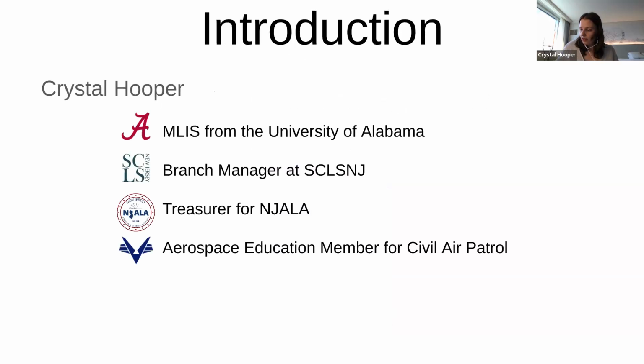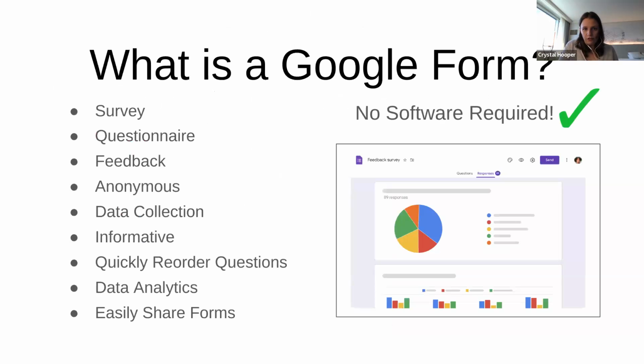So a little bit about me. I got my degree from the University of Alabama in December of 2022. I'm currently a branch manager at Somerset County Library System, and I've held a variety of roles there. I also do a lot with the New Jersey Association of Library Assistants, and I'm a STEM aerospace education instructor and member.